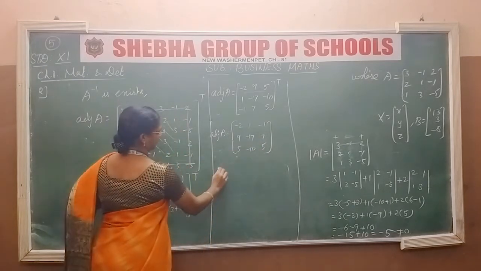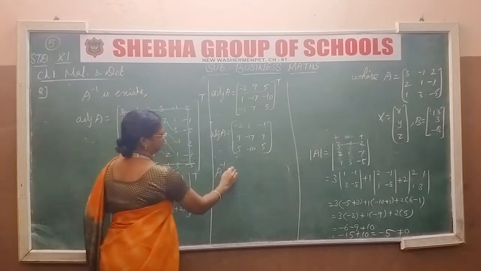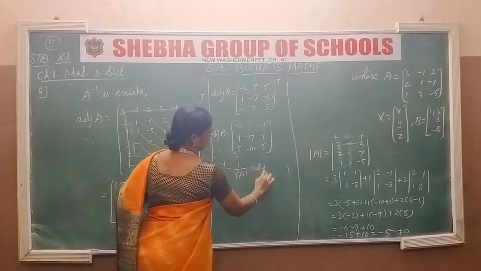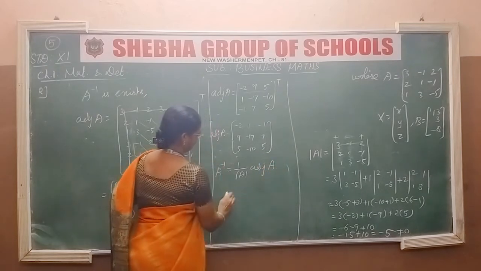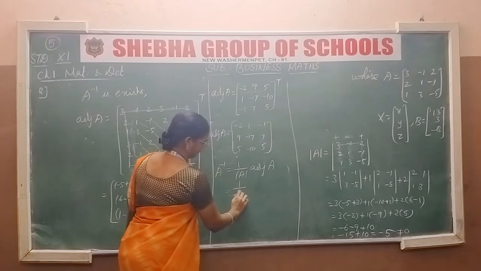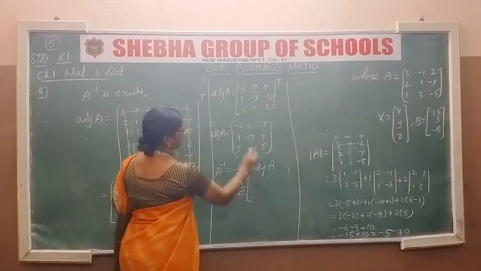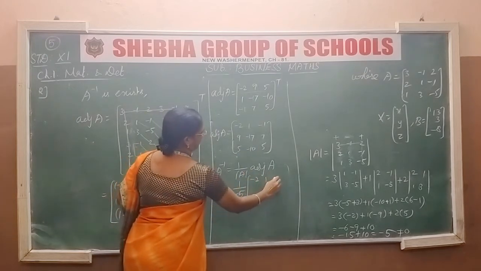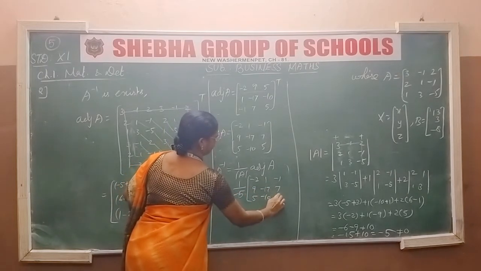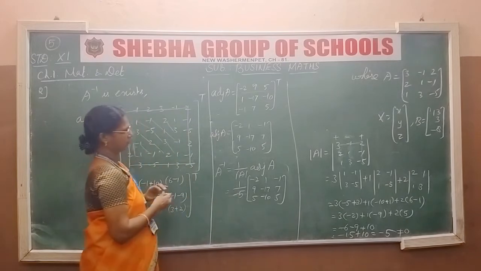Okay. Next find A inverse. First write the formula. 1 by determinant A into adjoint of A. Okay, 1 by determinant A value is minus 5. 1 by minus 5 into adjoint of A. Minus 7 5 minus 5. Okay, this is our A inverse.